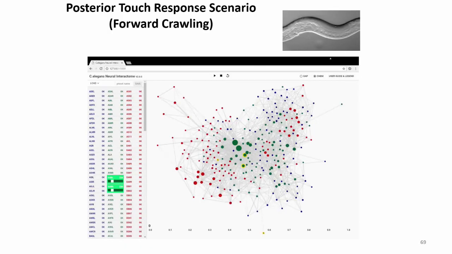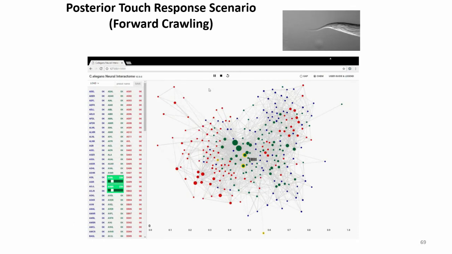Here I show one of the experimental scenarios that can be tested with the neural interactome, and in particular, I focus on the subcircuit of the network associated with the posterior touch response. In experiments, this circuit is known to drive the forward locomotion of the worm. So I'm just going to play this video here. On the panel, I have stimulated the relevant set of neurons.